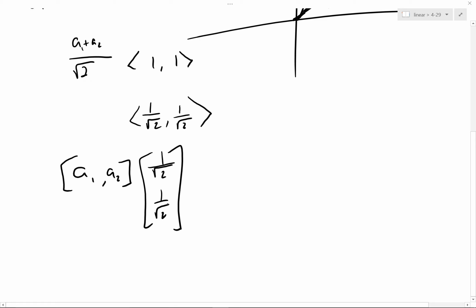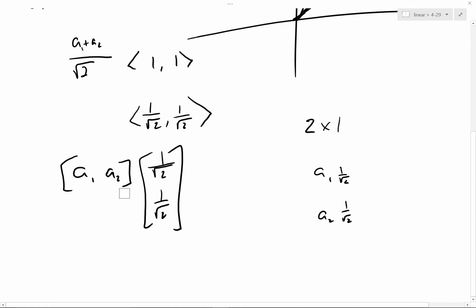Okay, so what I want is a vector, yes? Here's my problem. If I write it like this, am I going to get the vector that I want? And the answer is no. I want to end up with a 2 by 1 vector. This is going to give me a scalar, which is not what I want at all. What I'd like is to end up with A1 times 1 over root 2, and then A2 times 1 over root 2.